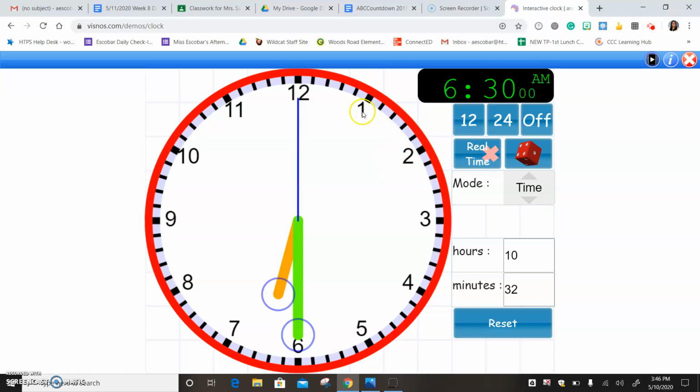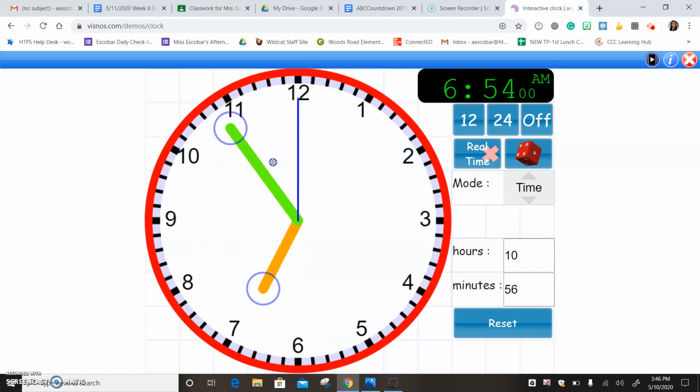So we have 5, 10, 15, 20, 25, 30, 35, 40, 45, 50, 55, and what's this one? 60. Good job. And so, like I said, when the minute hand is on the 6, that means 30. So let's do another one.